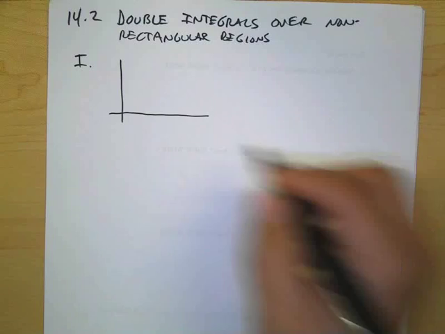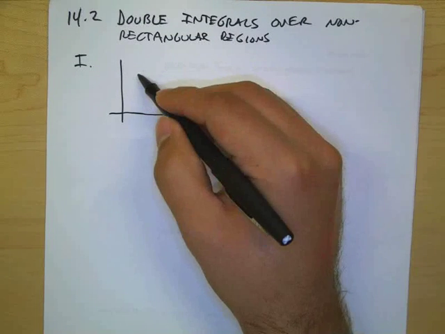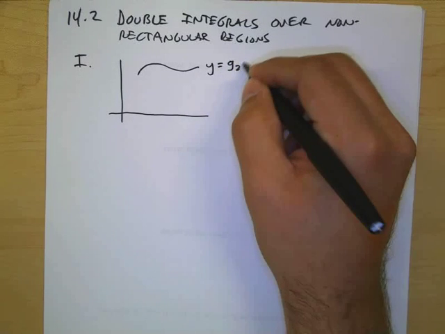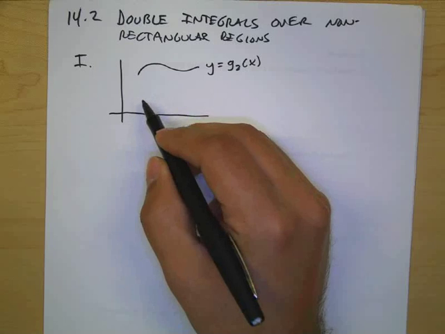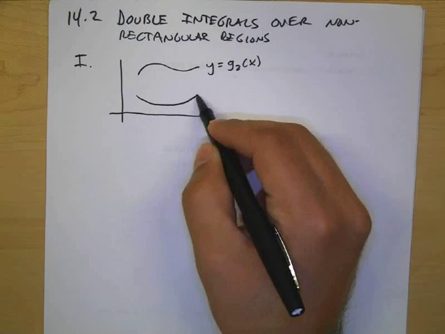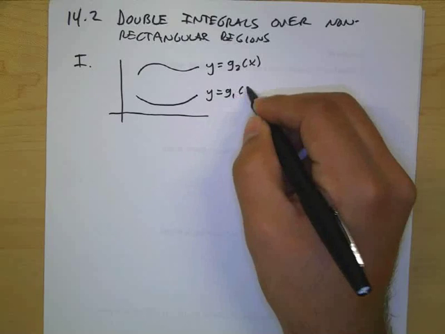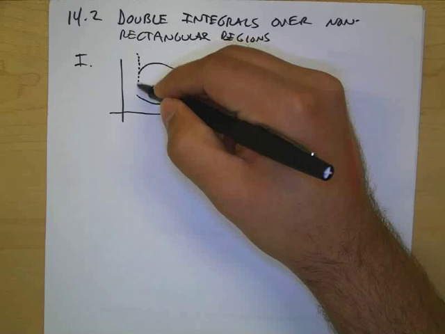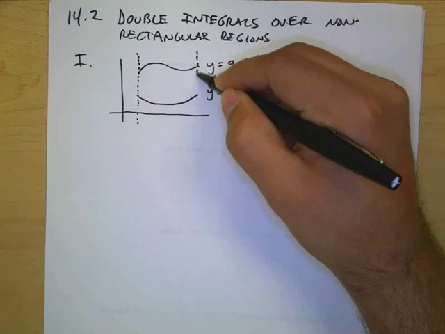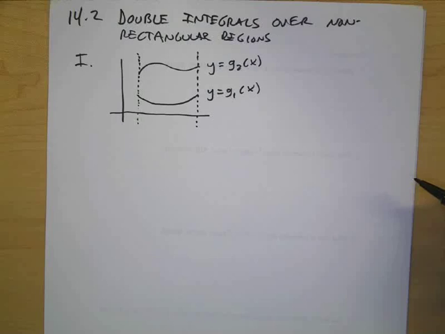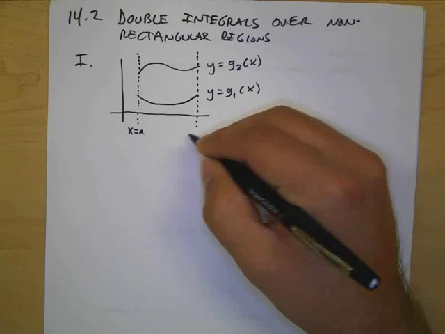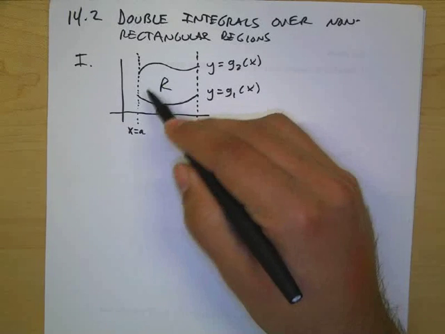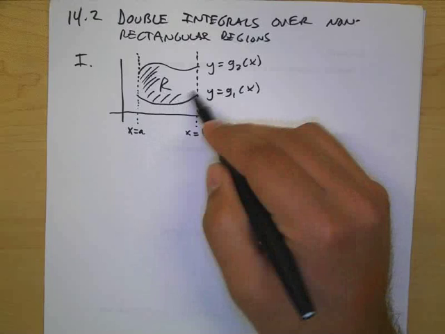which looks something like this. We have some curve. We'll call it g2 of x. And then below that we have some other curve. We'll call it y equals g1 of x. But we can trap the region we're looking at between these two vertical lines. We'll call that x equals a and x equals b. And then this then would be your region R. So this is one type of region.